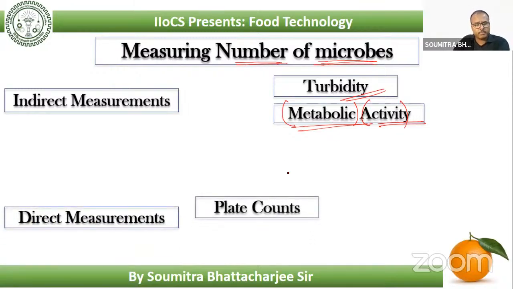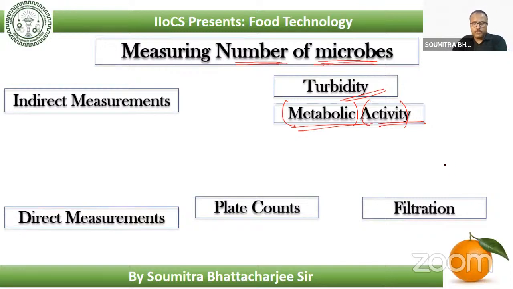Now, what are the direct measurements? Plate counts. We are plating the microbes, and when we are plating the microbes, we have to count the organisms, we have to count the cells. That thing we are representing as the plate count. Okay. Then I would say filtration. Filtration will also be one of the processes by which we can directly measure the organism in that case.